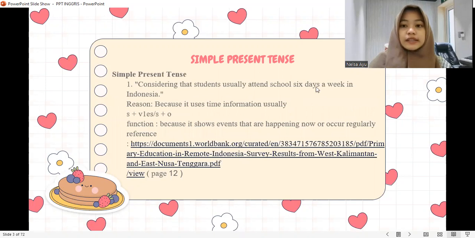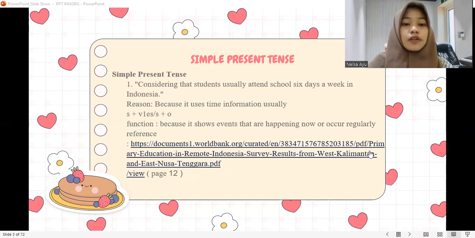For the example from simple present tense, number one is considering that students usually attend school 6 days a week in Indonesia. Reason, because it use time information usually. The pattern is subject, verb one, es or s, and plus object.